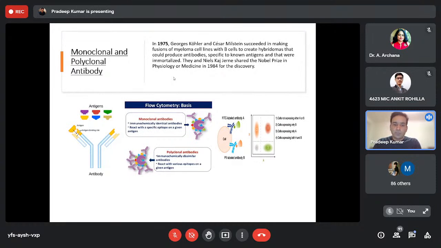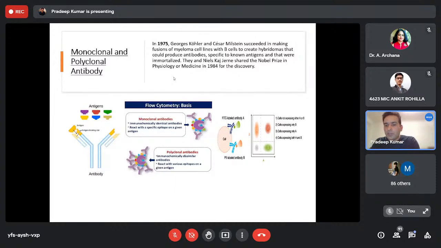So on the right side of the picture you can see there are 4 quadrants: 1, 2, 3, and 4. The lower left is negative for A, negative for B. It means there is no FITC labeled antibody, there is no PE labeled antibody. FITC and PE are fluorochromes, like fluorescein isothiocyanate and phycoerythrin. These are fluorochrome compounds. Number 3 is positive for A. It means only antibody A is present, only marker A is present and marker B is not present.